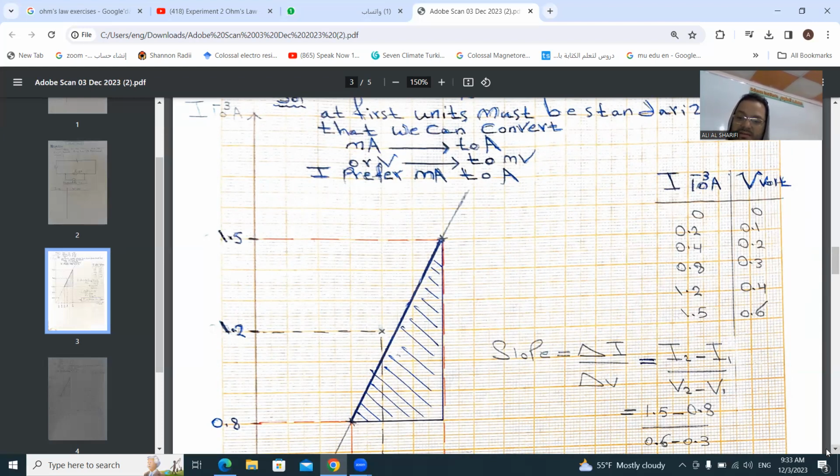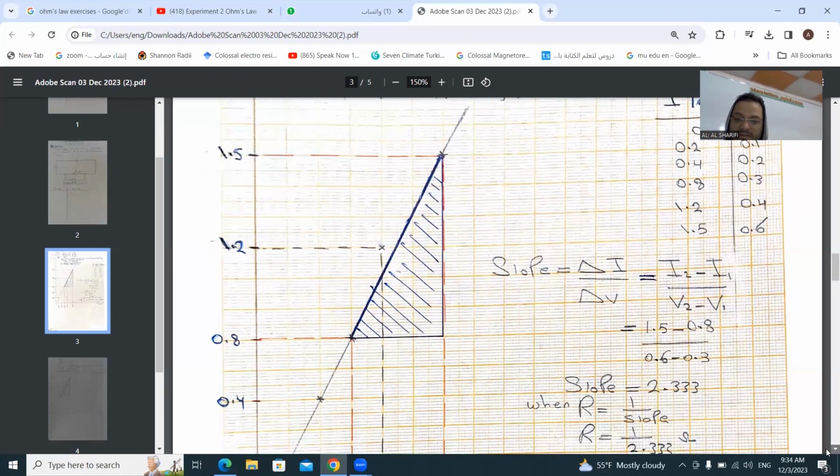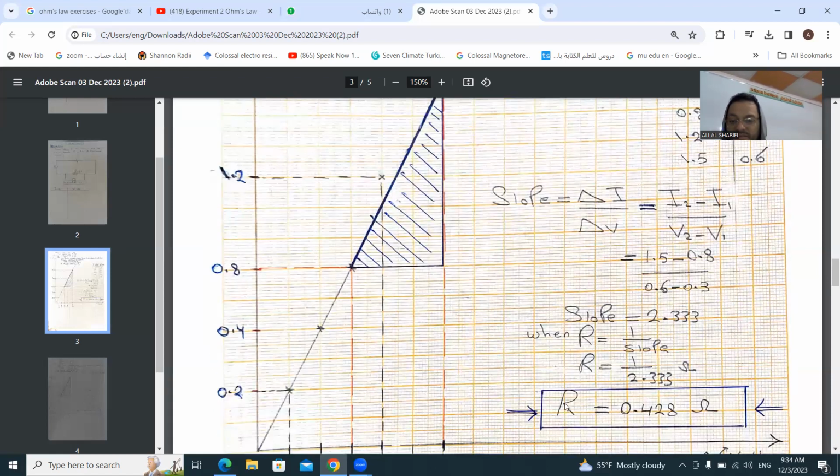Because of that, I focused on these 2 points just to illustrate the main idea, just to illustrate to you how you can plot and determine the slope, how you can write and determine these results. By that, my goal is done. Now you can apply Ohm's law. You can determine the result, the resistance value.